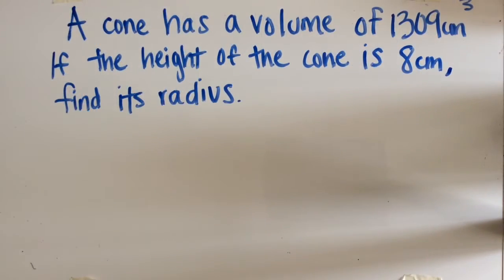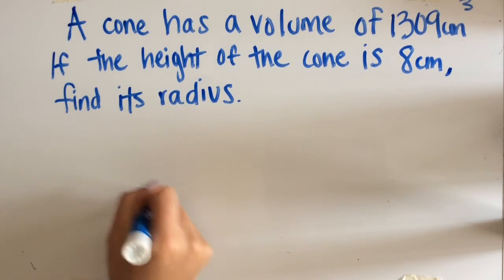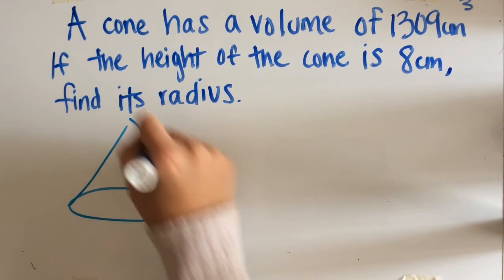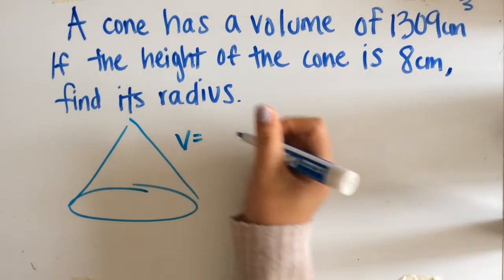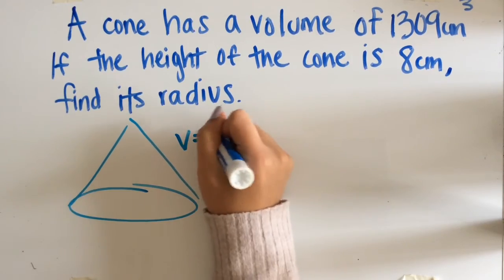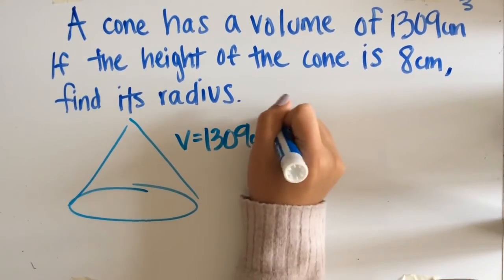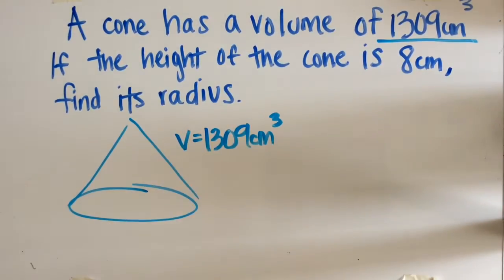All right, next problem. A cone has a volume of 1,309 centimeters cubed. If the height of the cone is 8 centimeters, find its radius. So you don't really have to draw a picture for this one. You just need to know the formula, but let's pretend we have a cone here. So the whole volume, all the space this cone takes up, is equal to 1309 centimeters cubed. So I'm just going to underline that important piece of information.